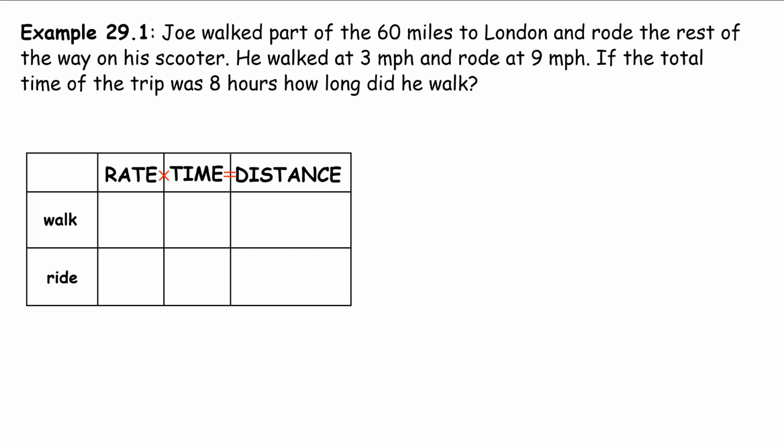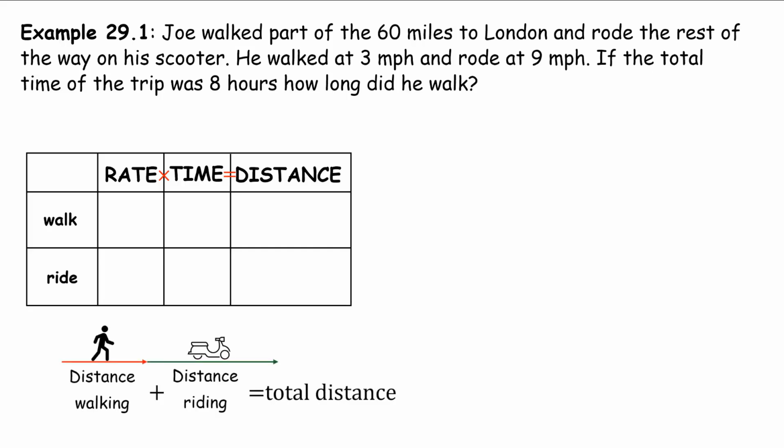So here they're telling us his total distance, because what they're doing is they're telling us he is going to go to London, which is 60 miles away. He's going to walk part of the way, and he's going to ride part of the way. So if you add up his distance riding plus his distance walking, then you're going to have that total distance, which is 60 miles. So that's the kind of problem this is. It's the kind of problem where we can tell what the total distance is.